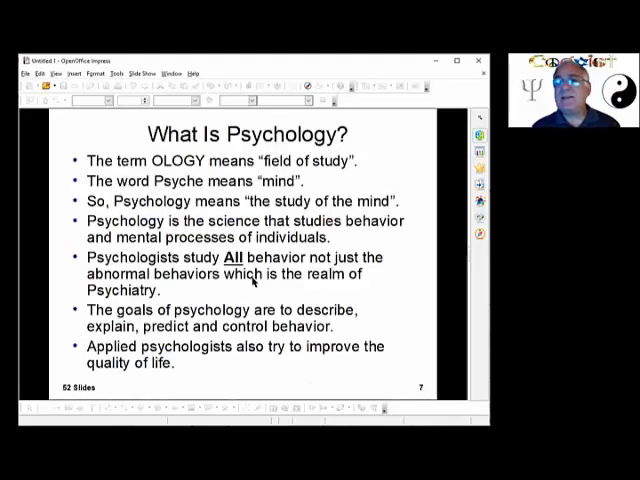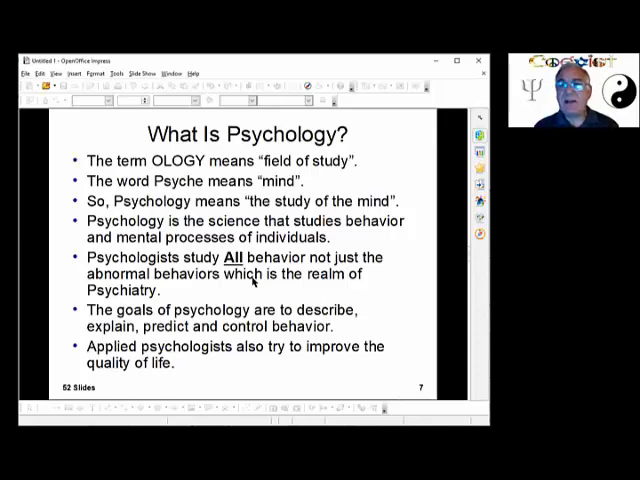So the term ology itself is actually from another language, and it means the field of study. So anything with ology after it means field of study. And psyche used to mean soul, but we can't prove the soul through science, so we call it the mind or the self. So the field of study of the mind is psychology. So literally, the mind field of study is psychology. So psychology is the science that studies behavior and mental processes of people, of individuals, not groups.